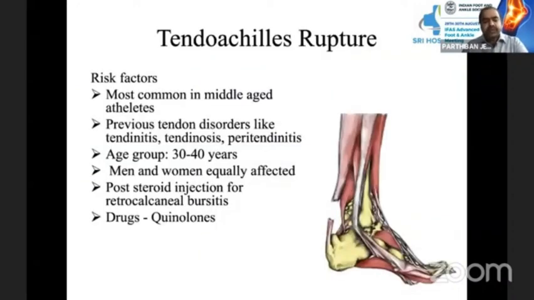Tendoachilles rupture risk factors. Most common in middle-aged athletes, previous tendon disorders like tendinitis, tendinosis, peritendinitis, and the age group is 30 to 40 years. Men and women are equally affected, and post-steroid injection for retrocalcaneal bursitis, and drugs like quinolones. These are the common ones. And you generally say the weekend warriors, where they go for sports activity on the weekends. That's quite common in these individuals.